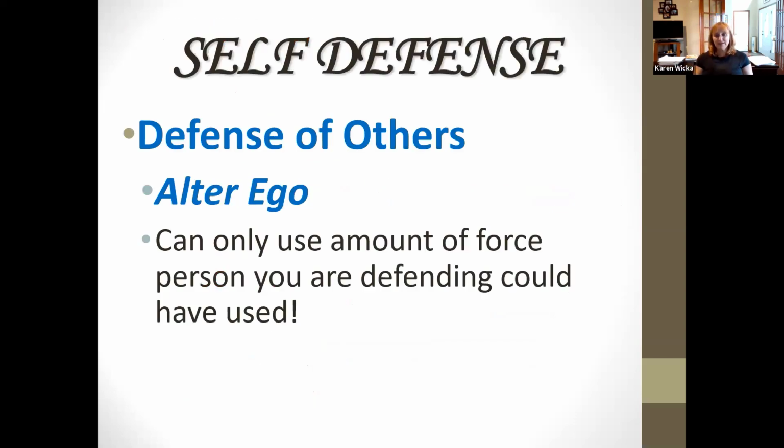Okay, so now we need to add one thing to the analysis. We are allowed to use self-defense to defend other people. So if I see somebody being attacked, I am allowed to use a reasonable amount of force to defend those people. I'm allowed to do that, okay? But there is one rule that you have to follow, and it's called the alter ego rule. The alter ego rule says you're only allowed to use the amount of force that the person you're defending could use.